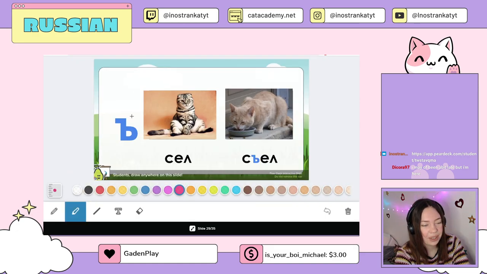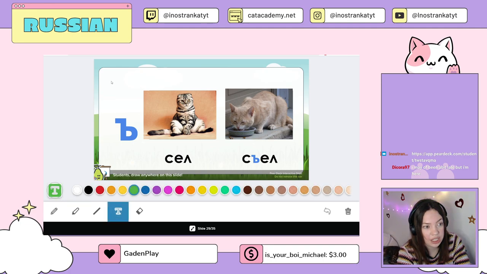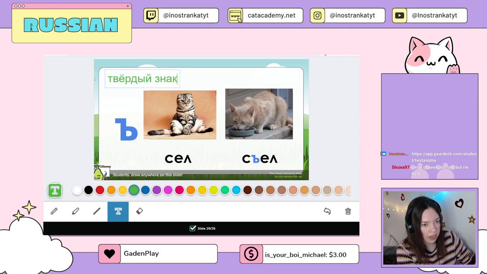Okay, next one is a special letter. It's more like a symbol because it does not have any sound. So there is no way to pronounce it. It just has an official name that is called Твёрдый знак. And if we translate it, it will be hard symbol. A symbol that shows us that we should pronounce the letter not softly.